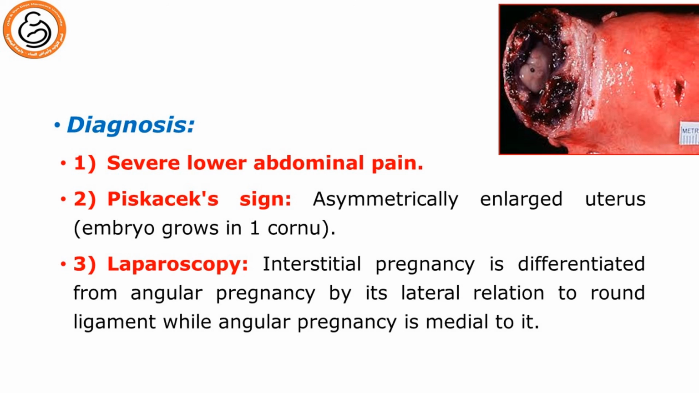Diagnosis: there is severe lower abdominal pain, and Biscasse's sign, which is an asymmetrically enlarged uterus as the embryo grows in one cornu. Upon laparoscopy, the interstitial pregnancy is differentiated from angular pregnancy by its relation to the round ligament: interstitial pregnancy is lateral to the round ligament attached to the cornu of the uterus, while angular pregnancy is medial to it.